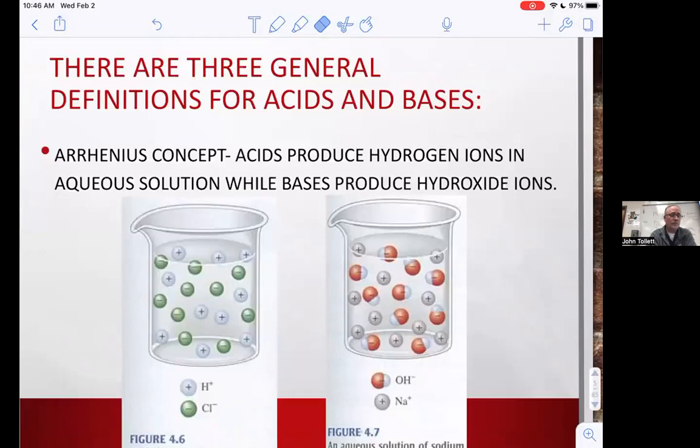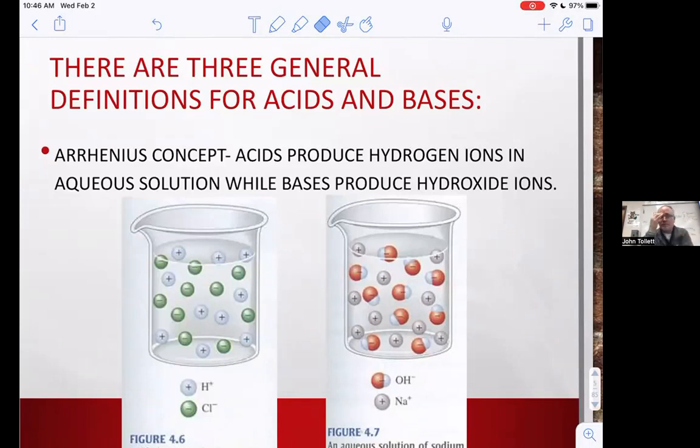So there's three general definitions, like I spoke to earlier, about acids and bases. And the first one is the Arrhenius. The Arrhenius acid-base theory says that acids produce hydrogen ions in solution and bases produce hydroxide ions in solution. Now, this does not cover all acids and bases. All acids don't necessarily produce hydrogen ions in solution, but the majority, like 90+%, 99% do.